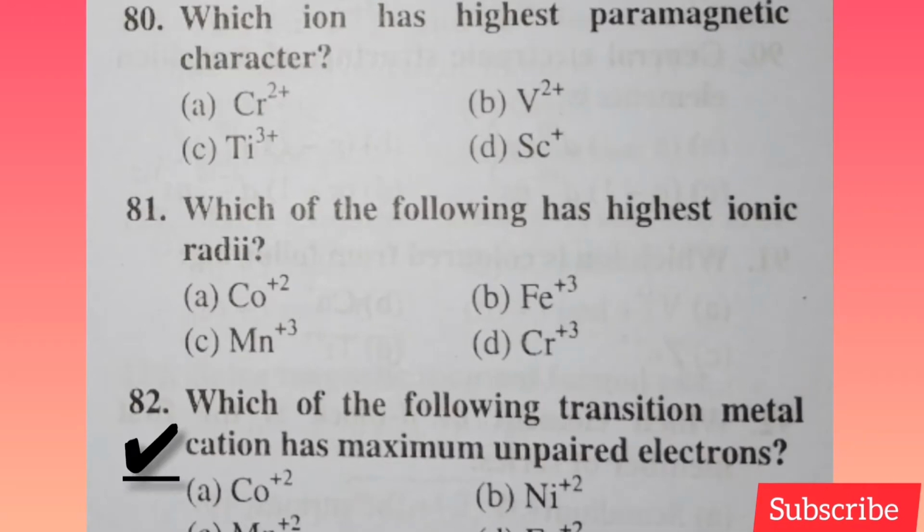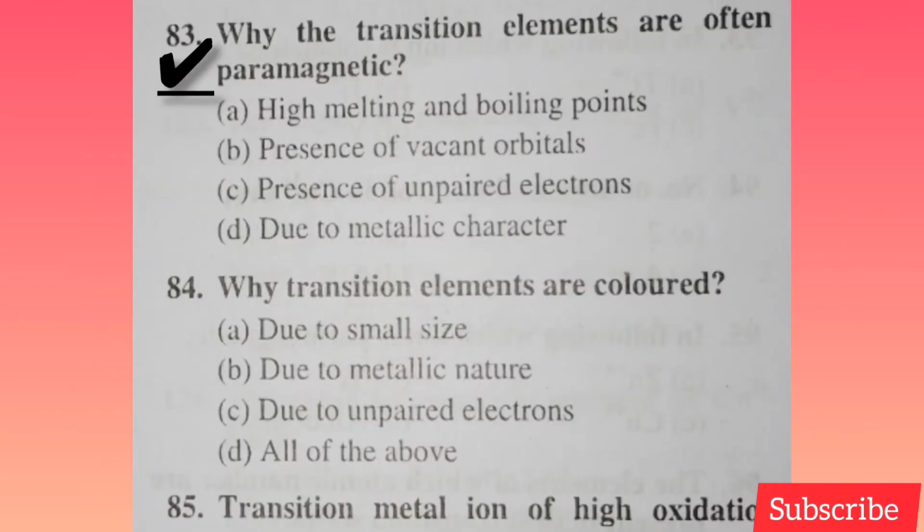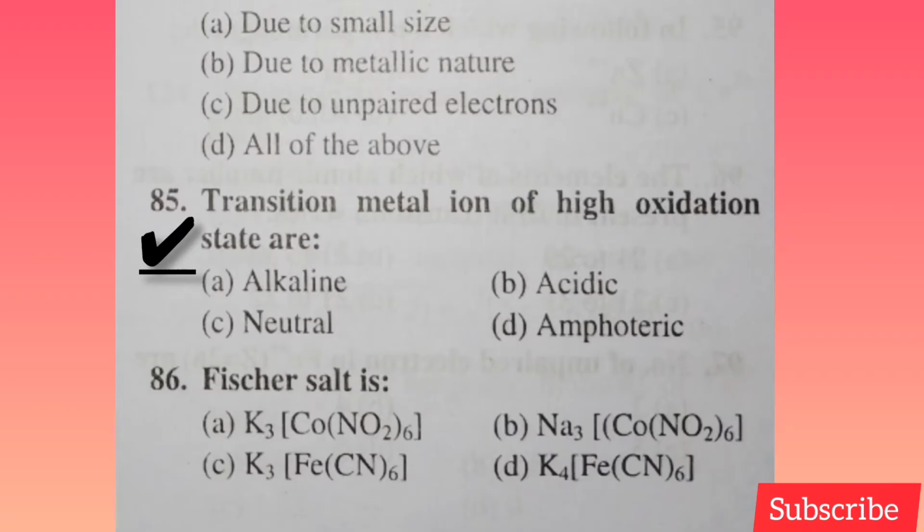Which of the following transition metal ion has maximum unpaired electrons? Option C is correct. Why are the transition elements often paramagnetic? Option C is correct. Why are transition elements colored? Option C is correct. Transition metal ions of high oxidation state are acidic.